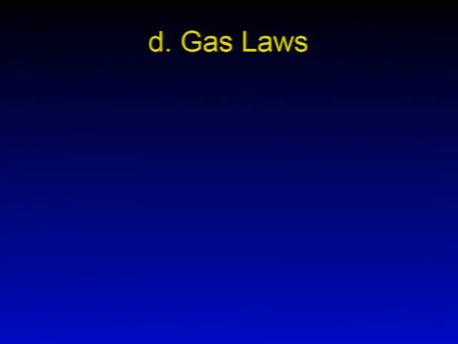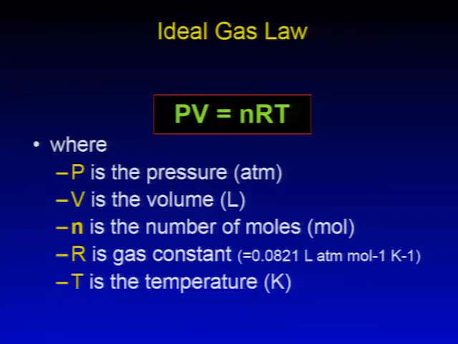So I'm moving on to the gas laws. As you know, we have the ideal gas law. I will explain that later. The equation is PV equals nRT, where P is the pressure in atm, V is the volume of the gas in liters, n is the number of molecules in moles, R is the gas constant, as you can see here, and T is the temperature in Kelvin.